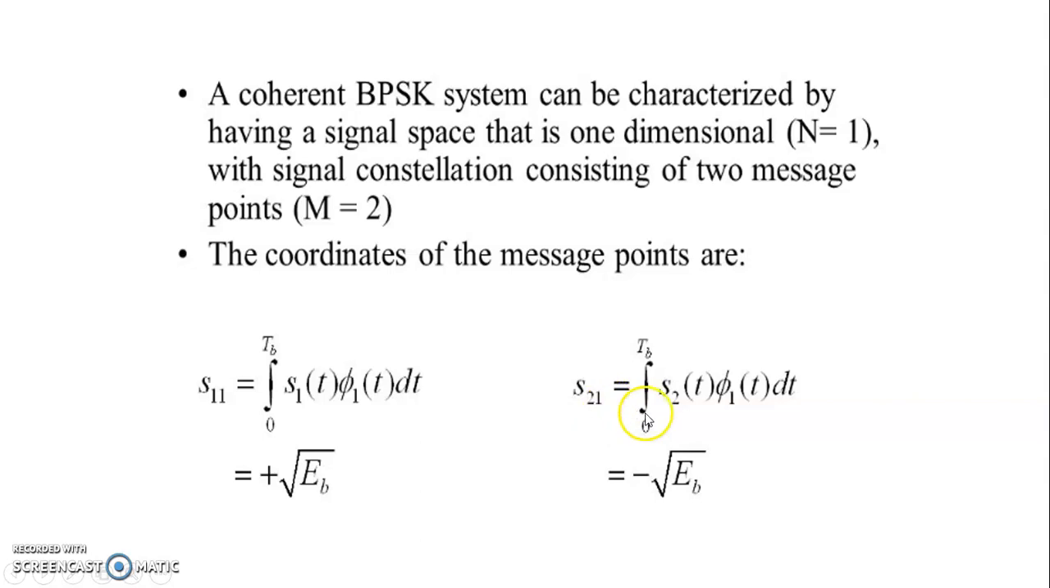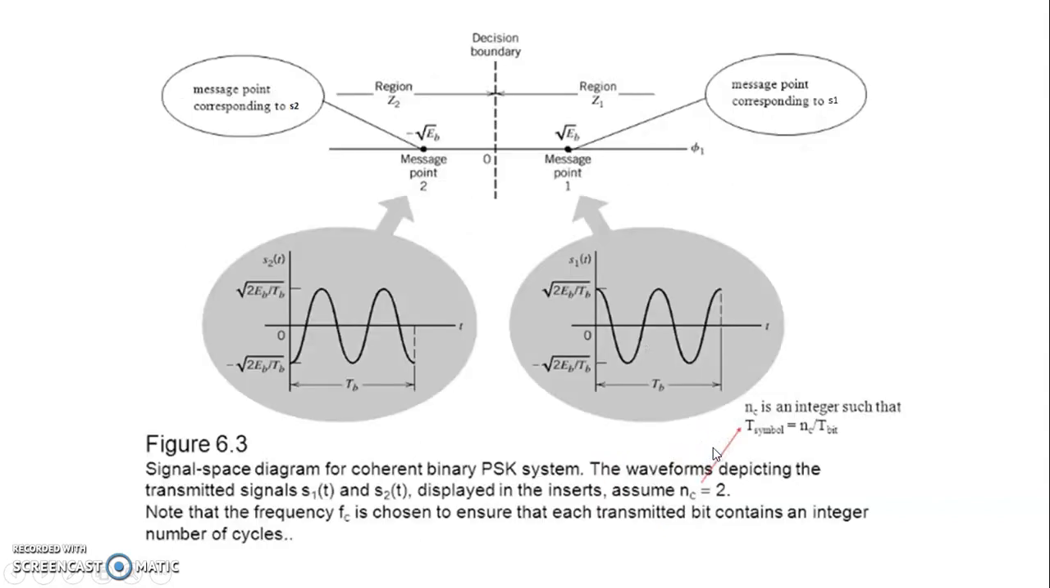Then S21 is equal to integral 0 to Tb S2 of t phi 1 of t dt. S2 of t is minus root Eb phi 1 of t. So minus root Eb into phi 1 square of t dt. From that, minus root Eb is taken outside the integral 0 to Tb phi 1 square of t dt. That is 1 according to the orthonormal basis function. So S21 becomes minus root Eb.